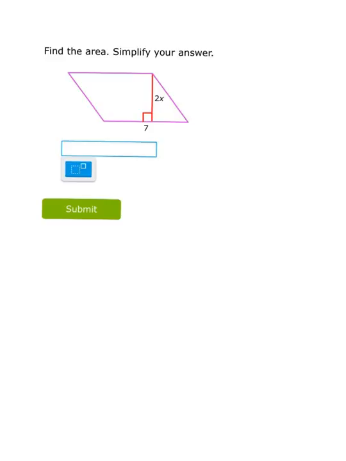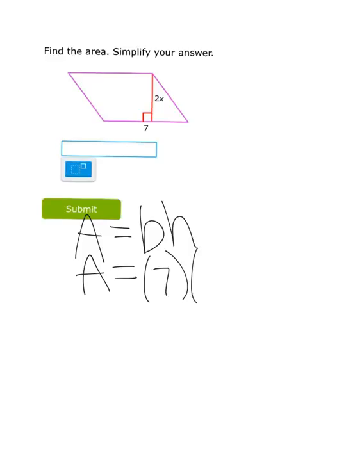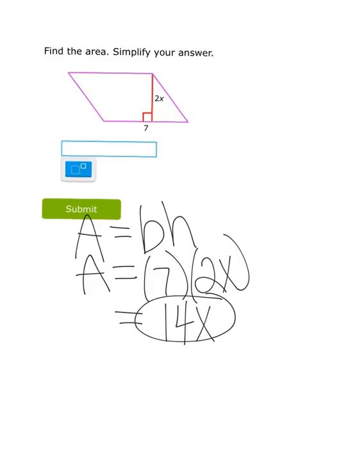Now we're looking at the area of this parallelogram. So same thing, the area formula is base times height. My base of this parallelogram is 7, and the height is 2x. So I would just multiply those together. 7 times 2x would give me 14x. And then I would submit that. And let's move on to the next question.